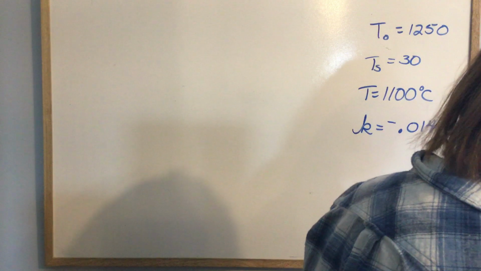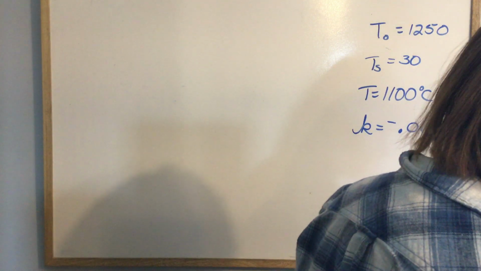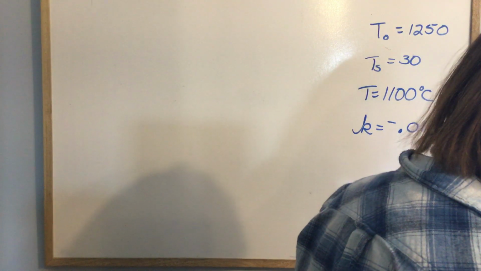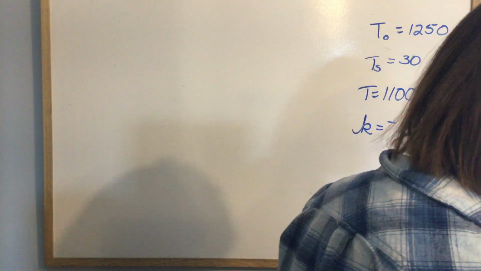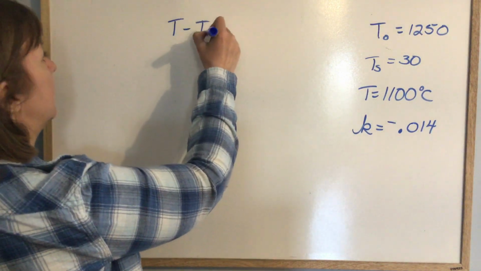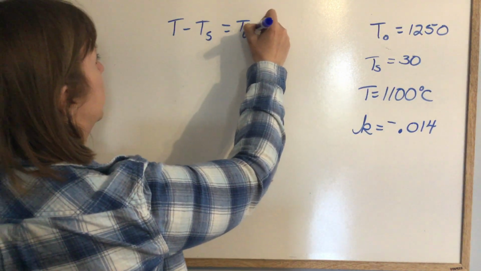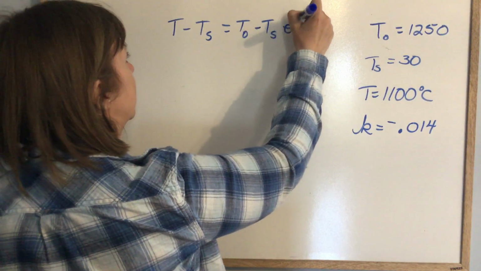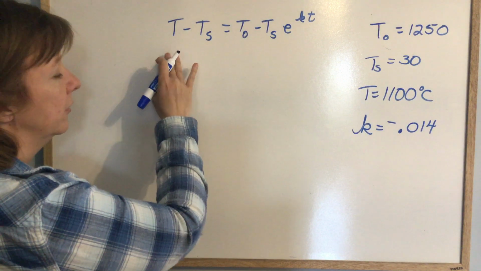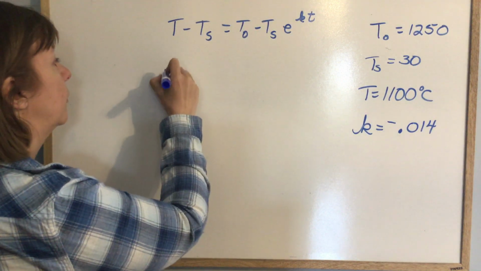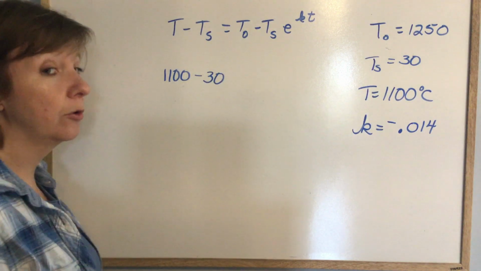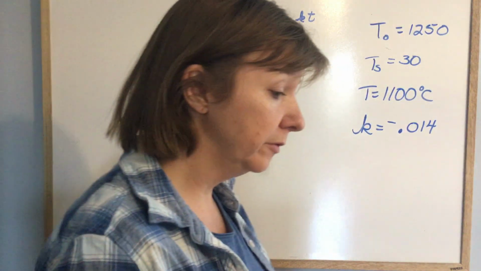Determine the formula for the temperature of the steel T minutes after it's taken out of the furnace, and how long can the workers forge the steel before it has to be returned to the furnace. So again, the formula is T minus TS equals TO minus TS e to the K times T. So let's fill in what we know. The final temperature that we can work with it at is 1100 minus the 30 degrees surrounding temperature.